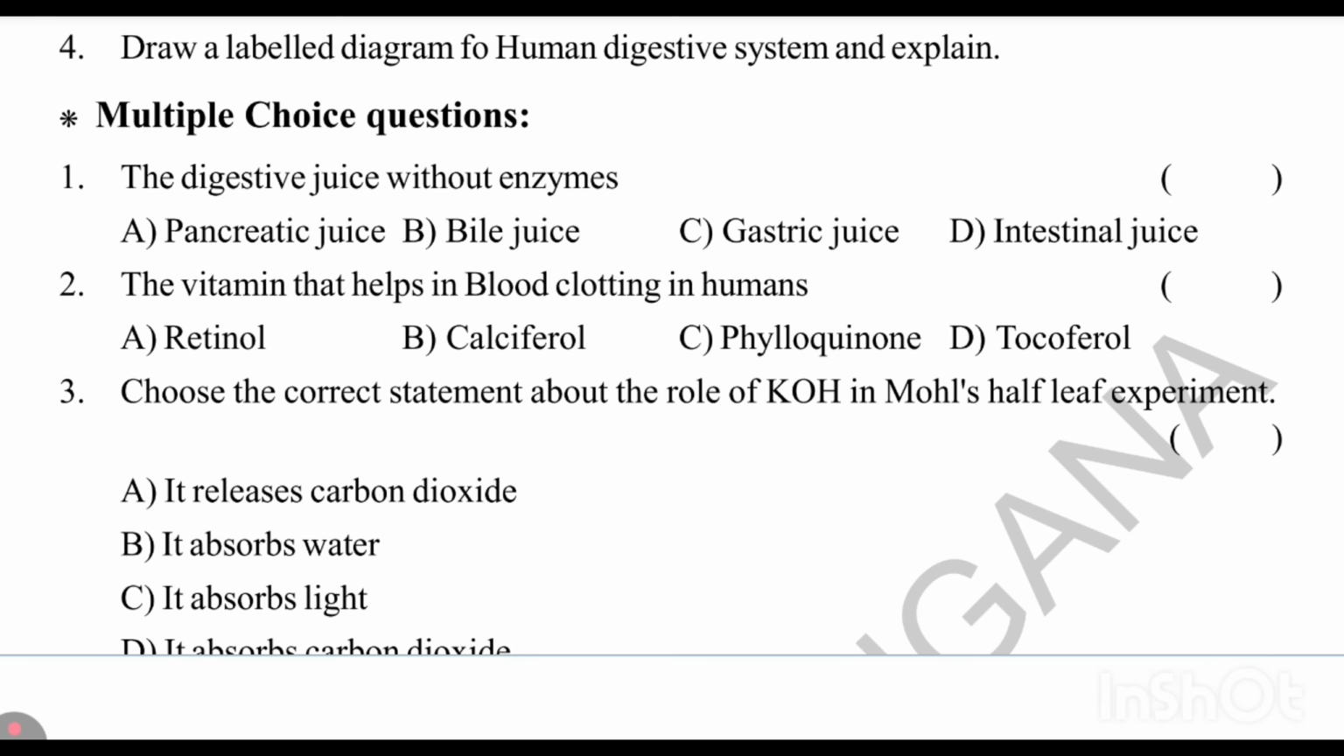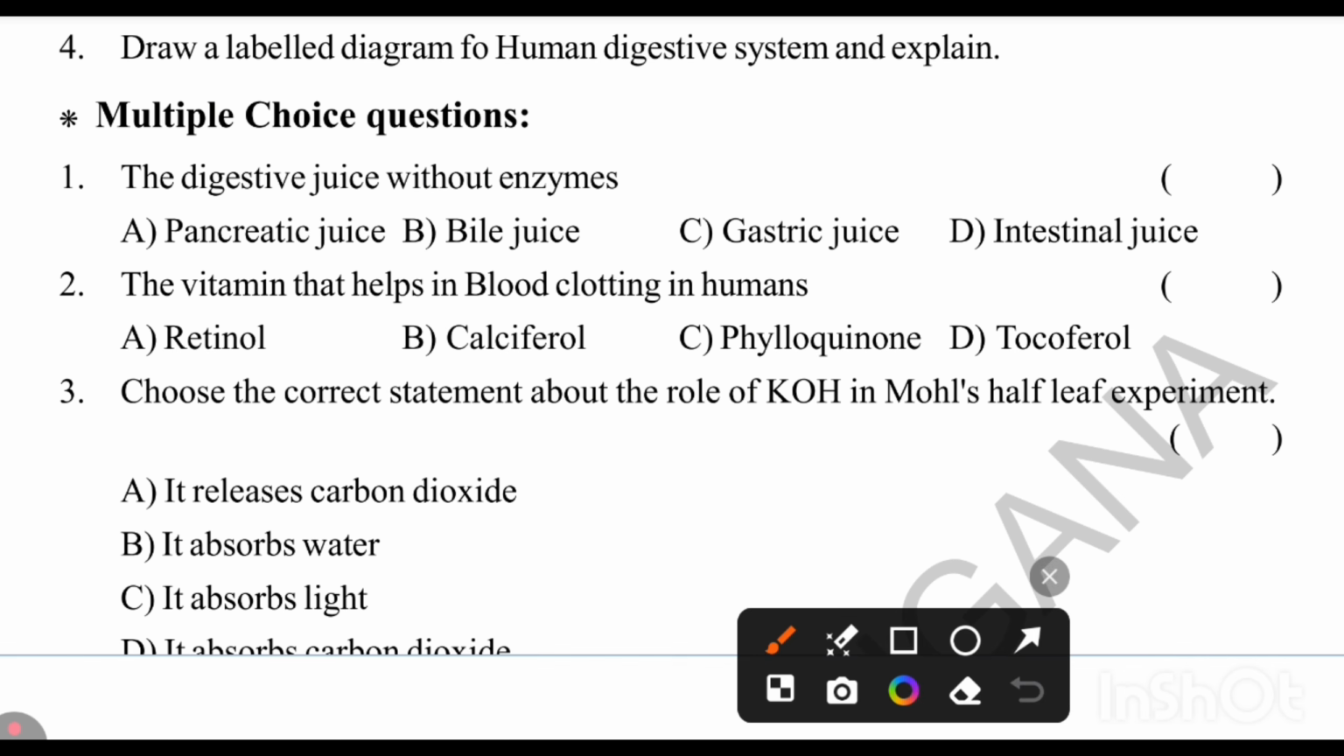The chapter-wise bits are multiple choice questions. I will read out the question and the options, then I will give you the correct answer. First question: the digestive juice without enzymes is. First option is pancreatic juice, next is bile juice, gastric juice, intestinal juice. The right option is B, that is bile juice.